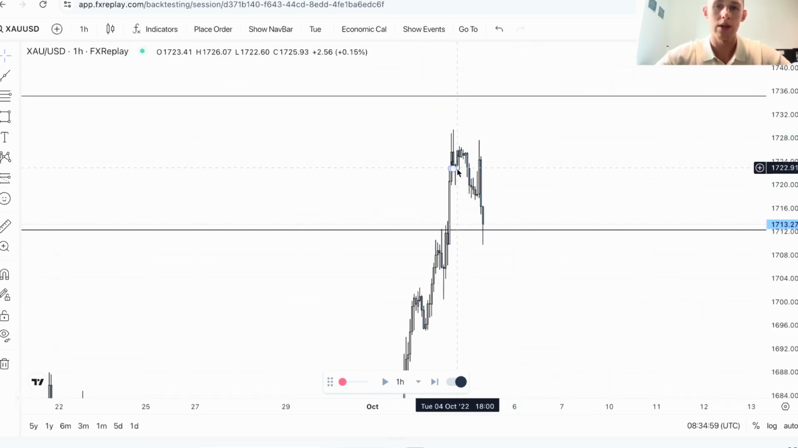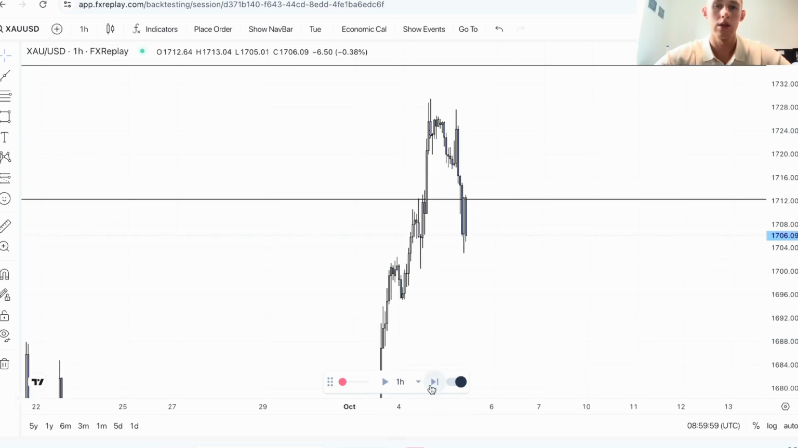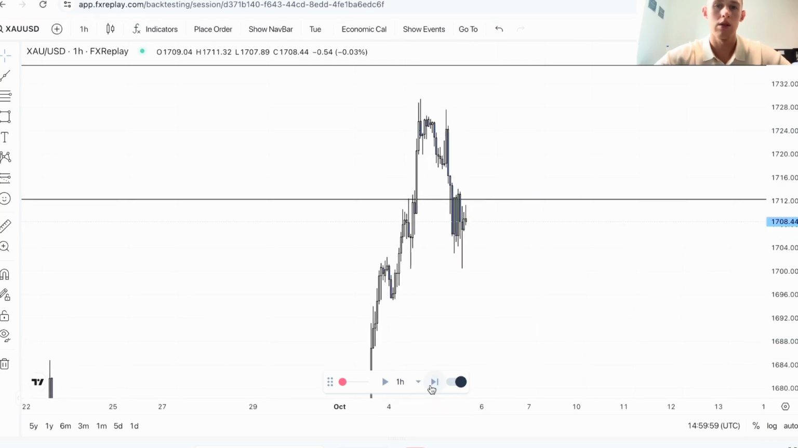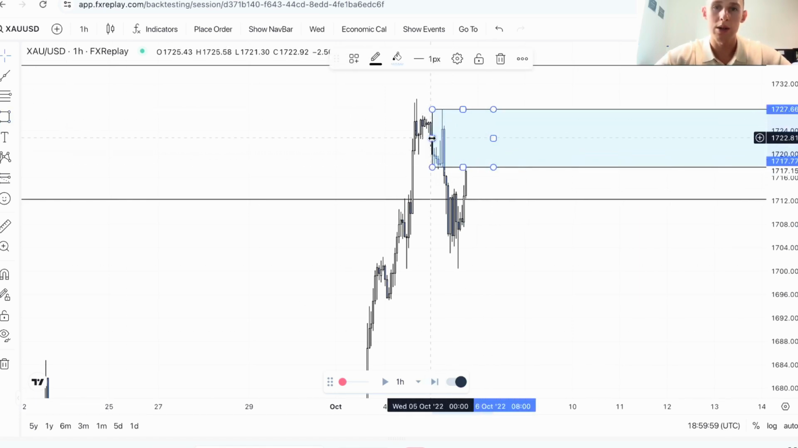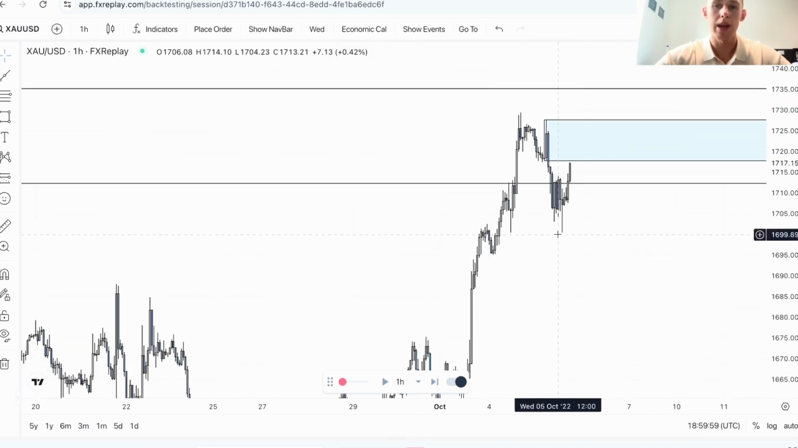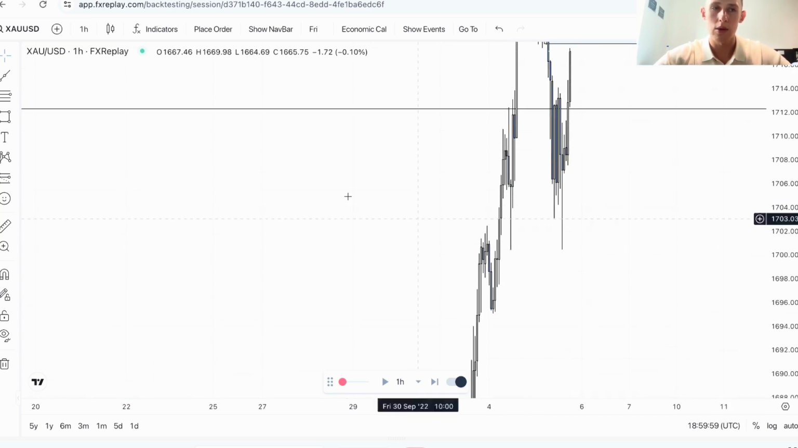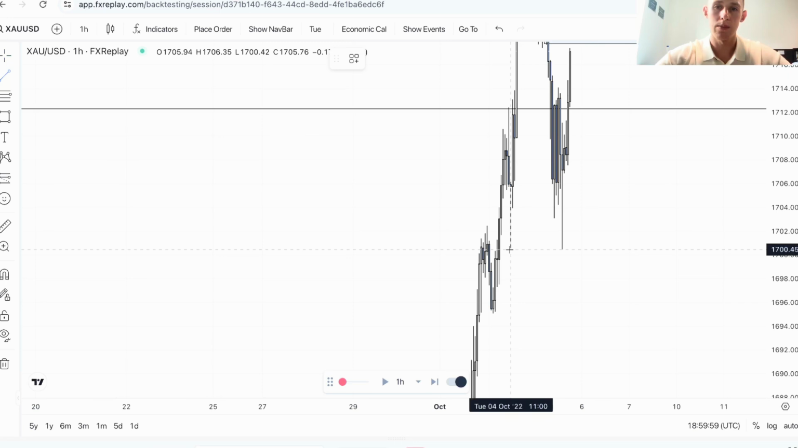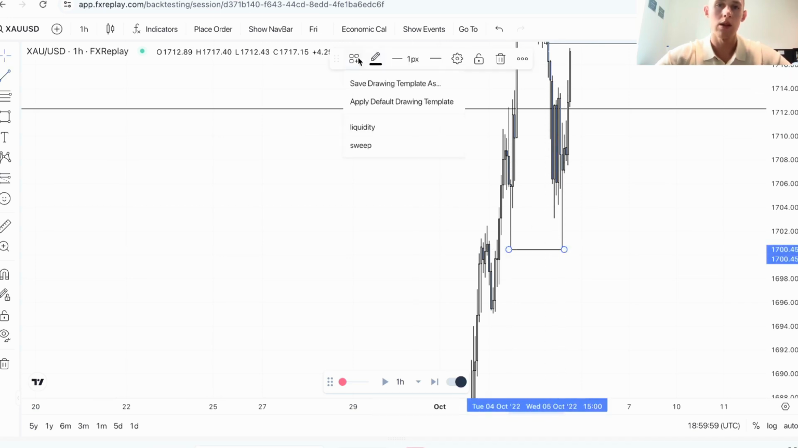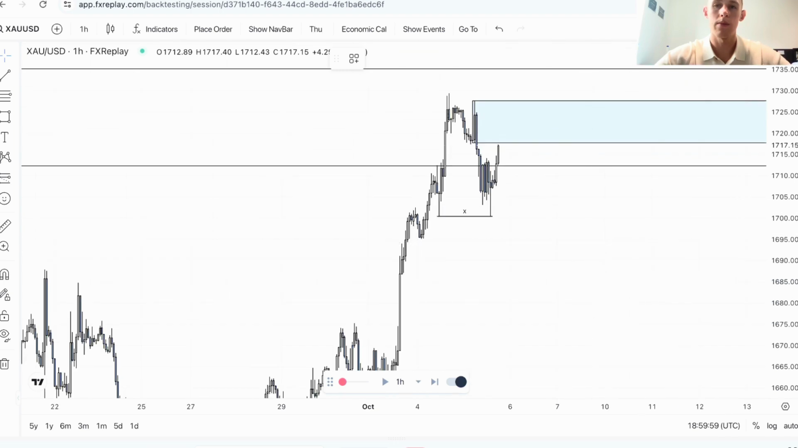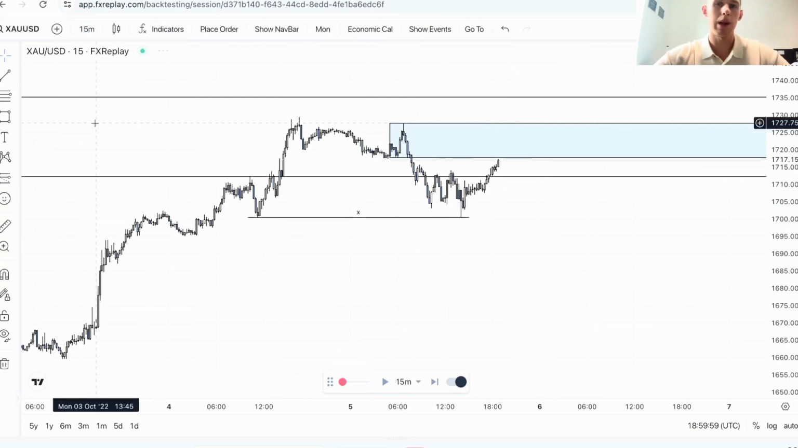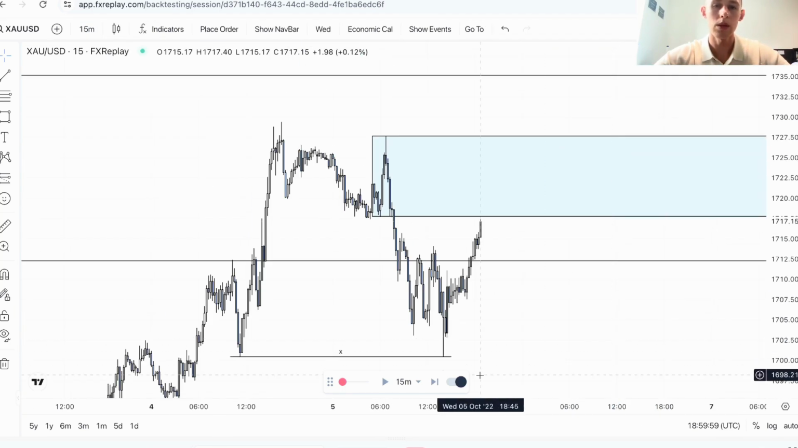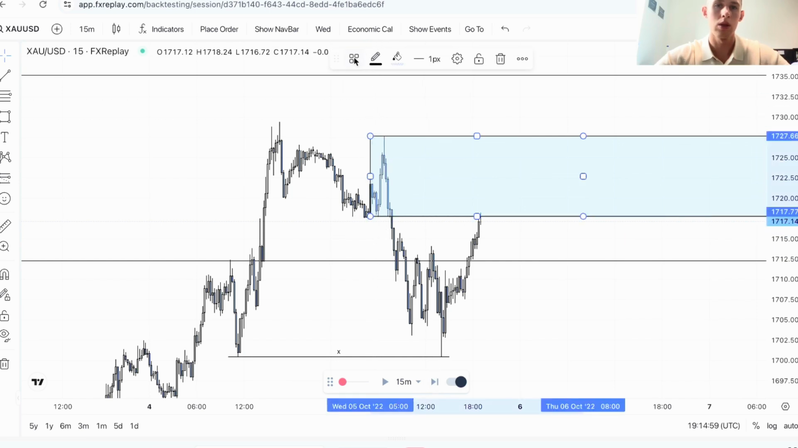We get rid of this now. Could maybe see price come into this supply for more sells. We're expecting a bigger sell-off than this because it came into daily supply. We have these equal lows down here as well, which I'm going to mark on. Yeah, so let's see what happens within the supply. Just change the color.